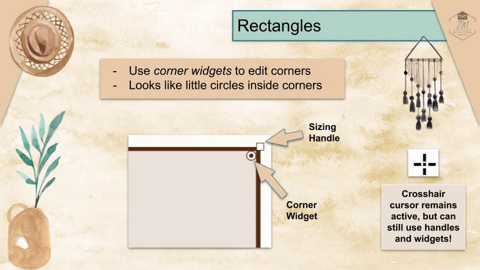Corner widgets allow you to edit the corners. They look like little circles just on the inside of the corner. Remember, the white square is the sizing handle, and the circle on the inside is the corner widget. Even though the crosshair symbol is still on your cursor, you can still use all handles and widgets.